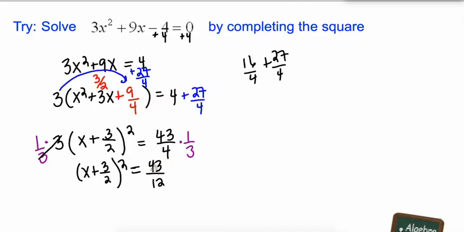Now I know I'm going to need a perfect square in the denominator because I'm going to square root both sides. So I'm going to kind of look ahead here, and I'm going to multiply the numerator and the denominator by 3 so that I have 129 over 36.